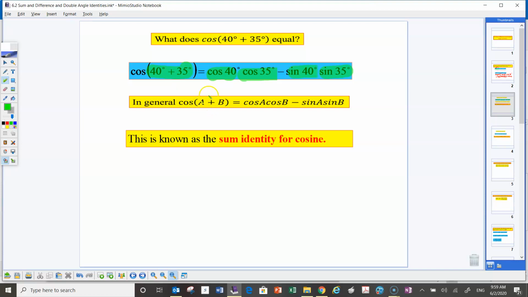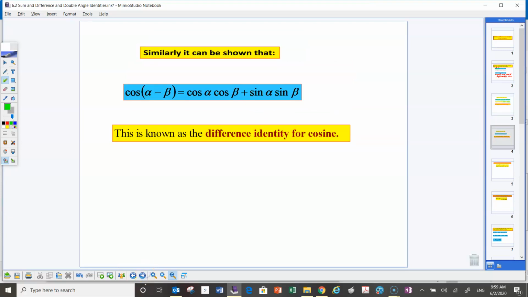So there's a specific example with the angles 40 and 35. In general, if we have the cosine of A plus B, it's equal to cos A times cos B minus sine A times sine B. Similarly, it can be shown that cos of alpha minus beta, so now I'm just using Greek letters to represent my angles as opposed to letters A and B, is cos alpha times cos beta plus sine alpha times sine beta. So again, it's cos of the first angle, cos of the second. If it's minus inside the bracket, it is plus in the expansion, sine of the first angle, sine of the second. And this is known as the difference identity for cosine.